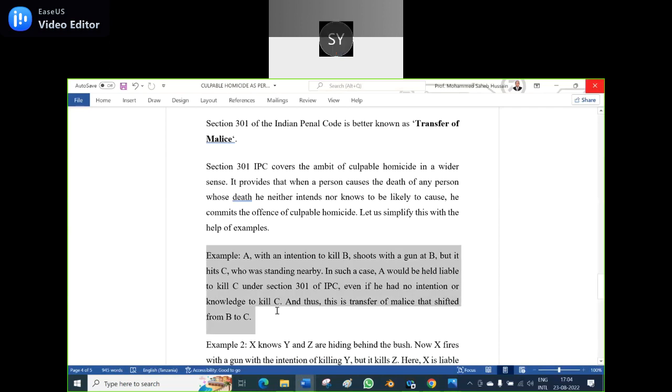Section 301 IPC covers the ambit. Example: with an intention to kill B, A shoots with a gun at B, but it hits C, who is standing nearby. In such a case, let Sharat Yadav read.